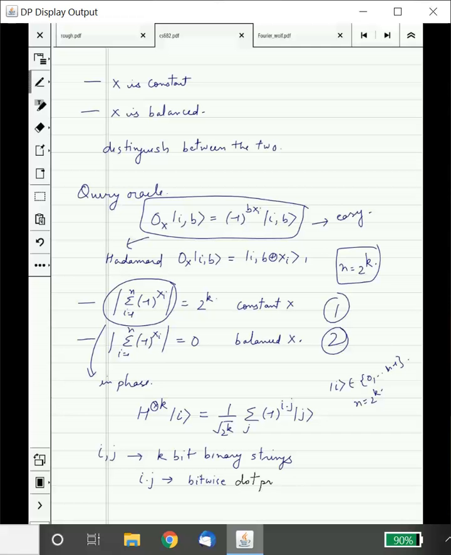Once I view them as binary strings, I can talk about their bitwise dot product. This action you can confirm yourself. You can convince yourself that this is what Hadamard does.